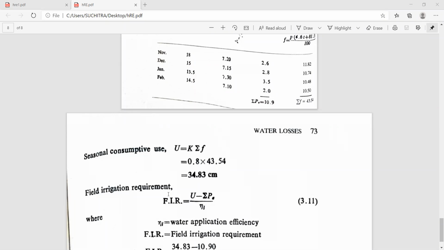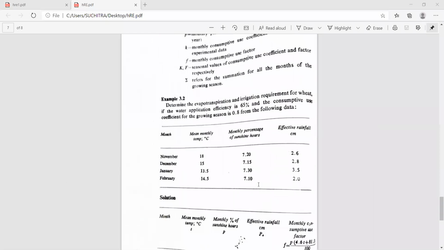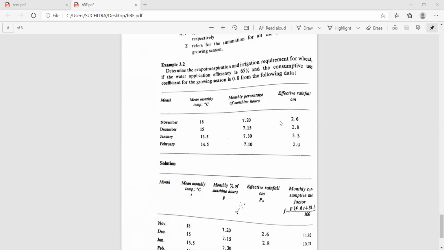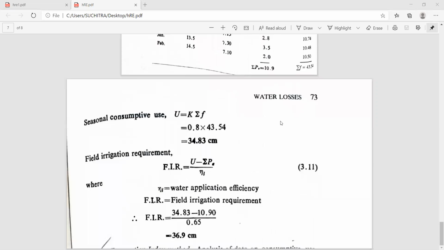Now in our case, the field irrigation requirement is: sigma U is 34.83 minus sigma PR is 10.9, divided by 0.65. So 0.65 is nothing but the water application efficiency. Now if you substitute this equation, we'll get the field irrigation requirement as 36.9 centimeter or 0.36 meter.